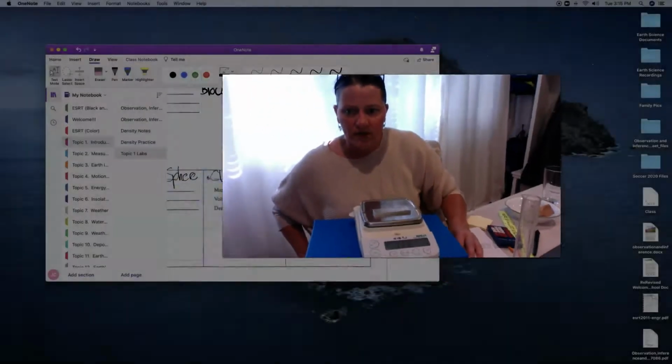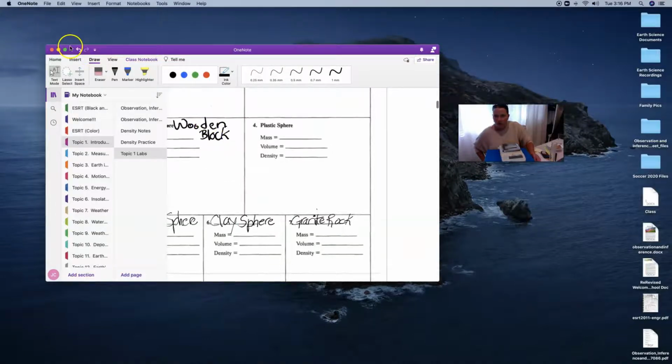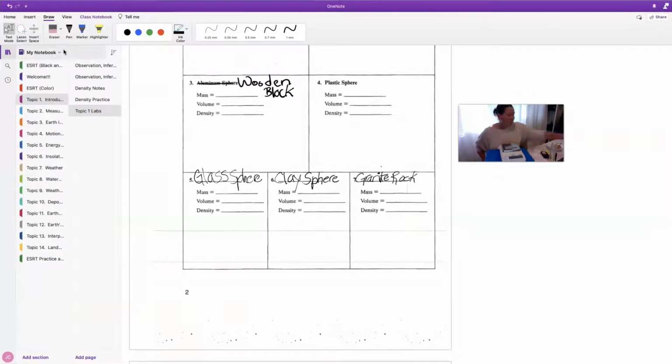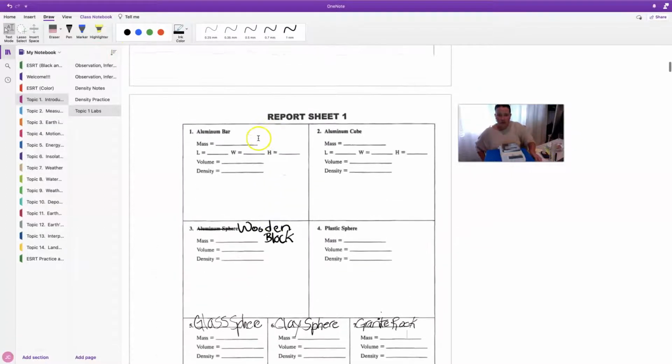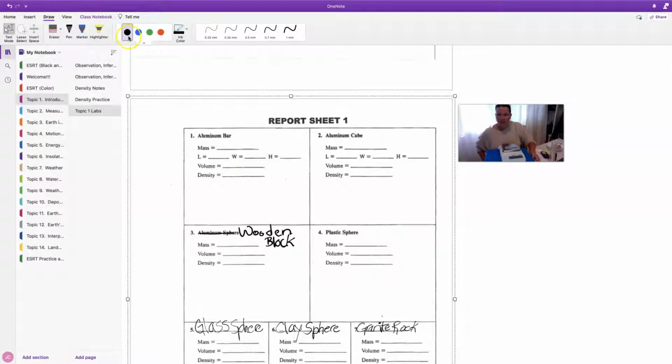So what you guys are going to do, if I minimize this back down, is you are going to go back to your sheet, and for your first one, we are going to write in the mass of your aluminum bar right into this blank. All right, you guys should see the blank right there. We are going to write in the mass right into that blank: 37.7 grams.